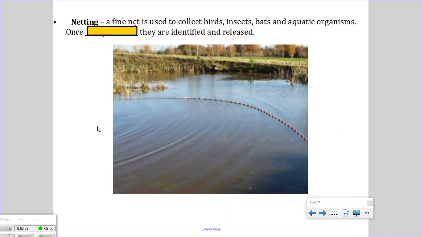Netting is another technique for measuring biodiversity. So a fine net can be used to collect birds, insects, bats, and aquatic organisms. Once captured, they are identified and then released.